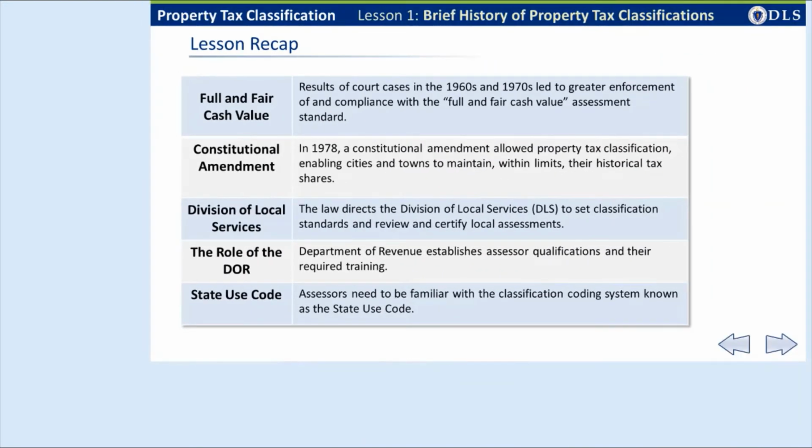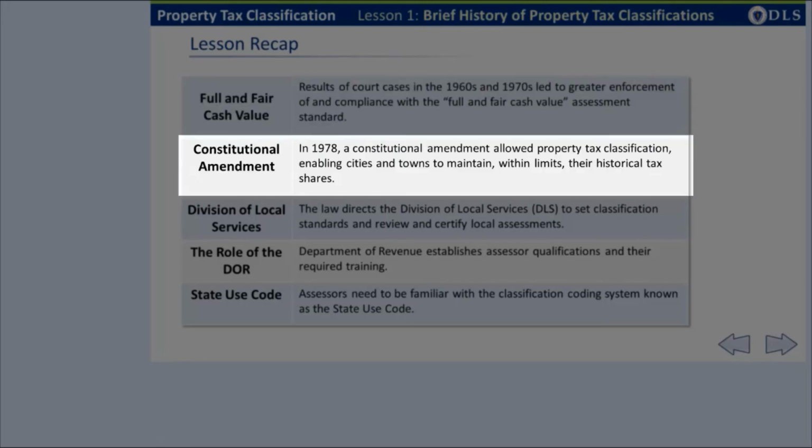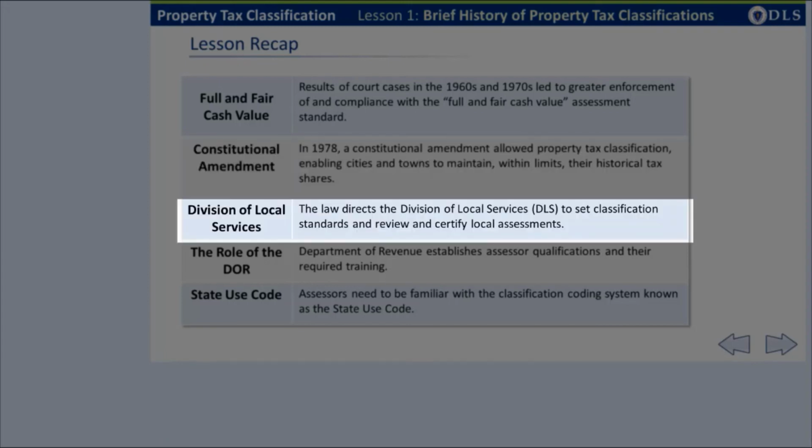Let's review what we have learned from this lesson. Results of court cases in the 1960s and 1970s led to greater enforcement of and compliance with the full and fair cash value assessment standard. In 1978, a constitutional amendment allowed property tax classification, enabling cities and towns to maintain, within limits, their historical tax shares. The law directs the Division of Local Services, or DLS, to set classification standards and review and certify local assessments.